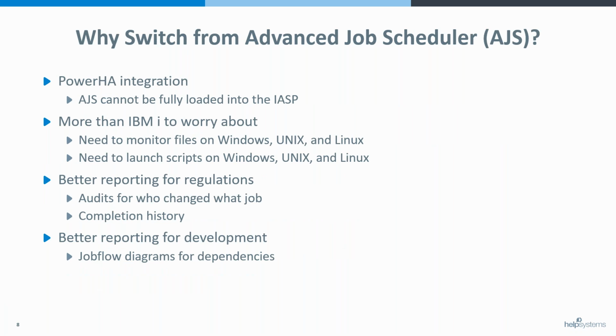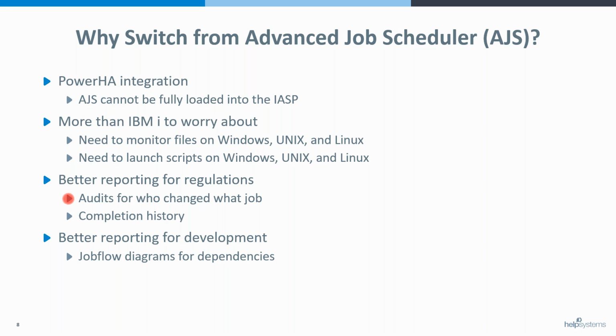Okay, and then let's move on to number 8. Power HA, with the Advanced Job Scheduler, one of the issues with Power HA and AJS is that it can't be loaded in the IaaS where you run your batch. That's a problem for people. You have more than IBM i to worry about these days. We can't just put our heads in the sand and say, I'm only worried about scheduling on IBM i when reality is we're monitoring files on Windows, Unix, and Linux that are part of the schedule. We also maybe need to launch SQL Server SSIS packages. We might need to run a script over on Unix or Linux as a result of something running on IBM i. Why not take care of the enterprise?